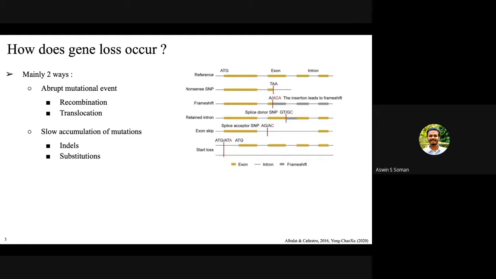For example, you can see this gene here as a reference, and there is a substitution that made a premature stop codon, an insertion or deletion which shifts the frame of this gene, mutations in the splice sites which affect the splicing events, and mutations in the start codon.